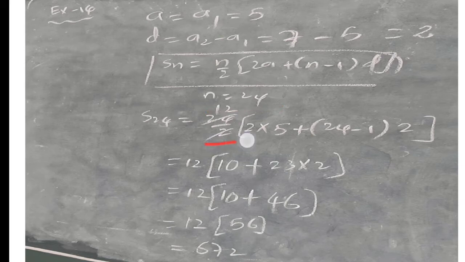24 by 2, 2 into 5, because a value is 5. Next 24 minus 1 into d value 2. So 24 by 2 answer is 12. Then 2 fives are 10, plus 24 minus 1 is 23 into 2. So 10 plus 46 equals 56. 12 into 56 is 672. So yes, S24 answer is 672.